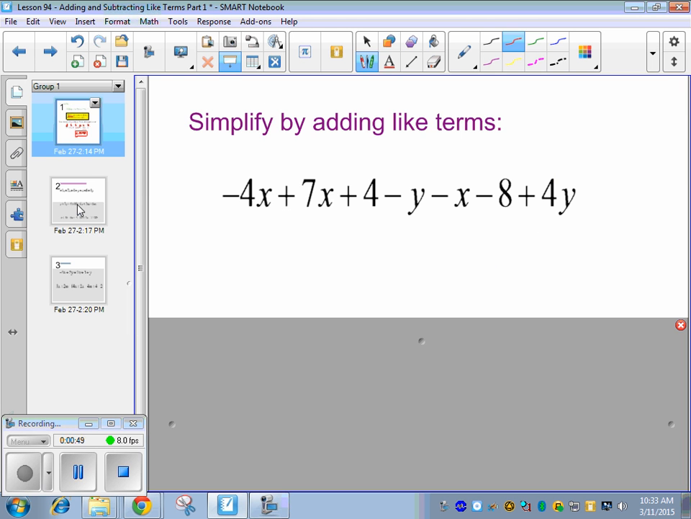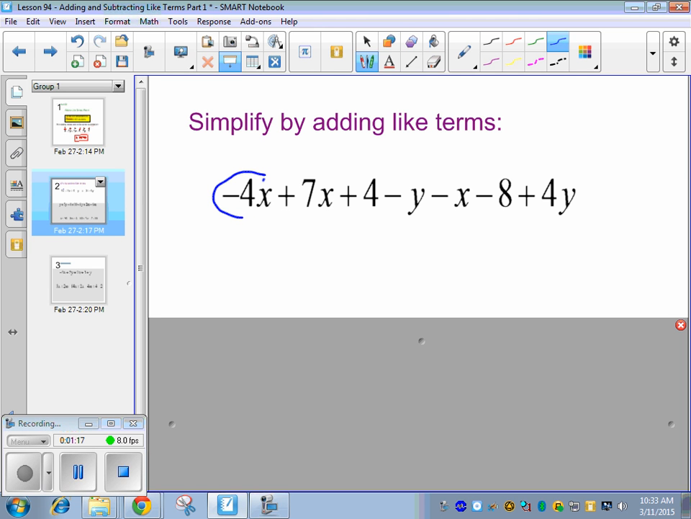All right, go ahead and write this one down. Simplify by adding like terms. Okay. So only certain terms actually get to add together. So, for example, negative 4x. And I always circle the ones I'm going to add together, and the sign that's in front of it goes with it. So this negative 4x is friends with positive 7x.